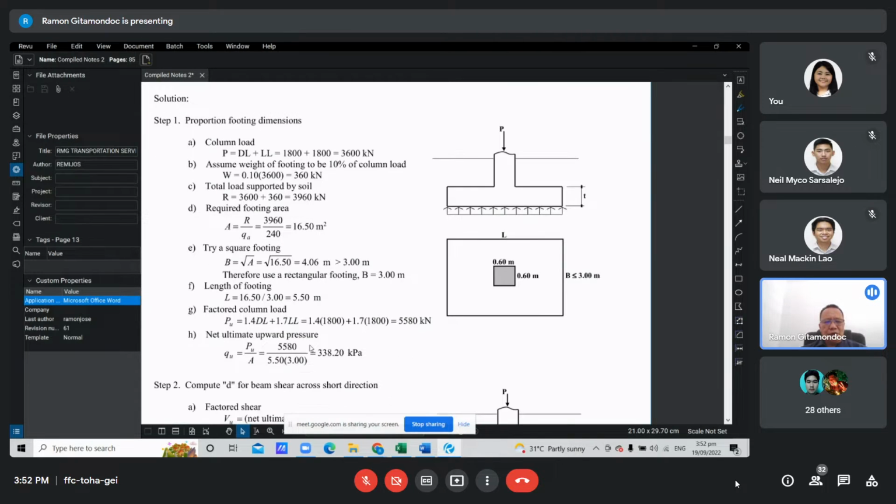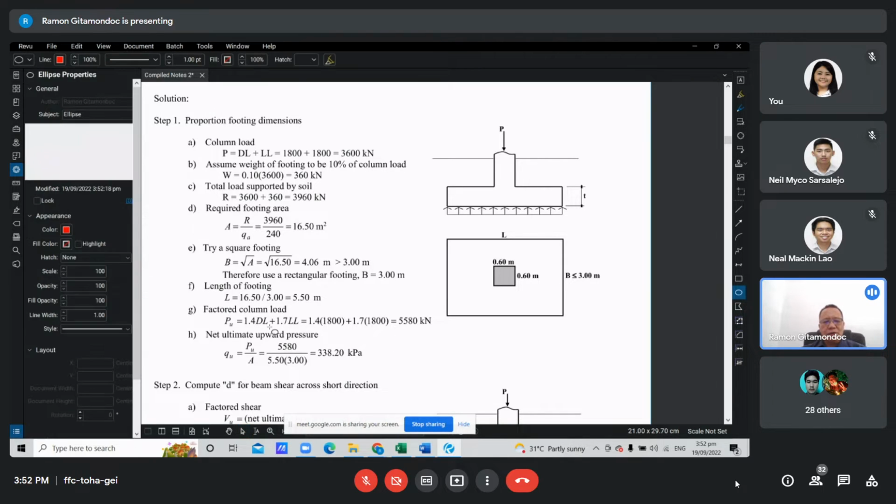No? Ano siya atong footing dimension. Okay, next, we compute the factored column load. So we multiply dead load and live load by the load factors. Again, take note that in 2015, this is now 1.2 as the factor for dead load, and the factor for live load is 1.6. Then divide that by the actual footing area to obtain the net ultimate upward pressure. So we are going to use the net ultimate upward pressure in designing the footing slab.